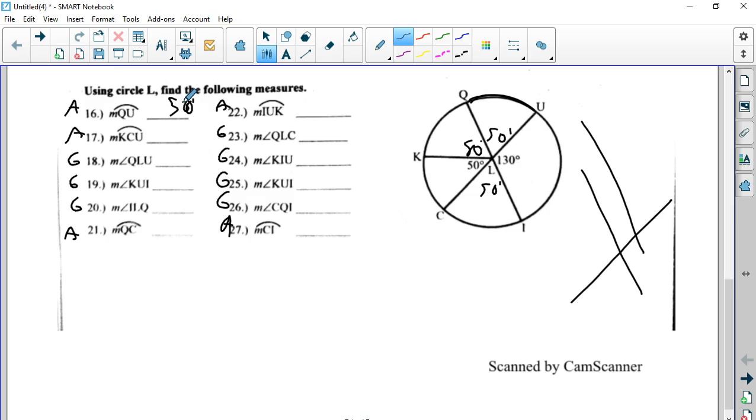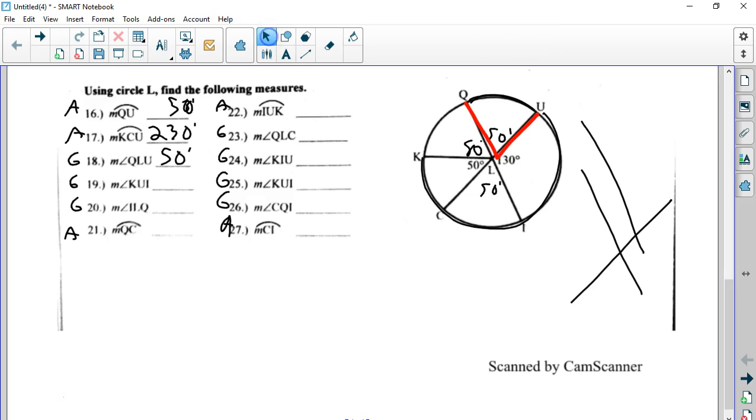17, KCU. You're going to have 130 plus 50 plus 50. That's going to be 230 degrees. Now, angle QLU. So going from Q to L to U, that's a central angle. So that's going to be 50 degrees.